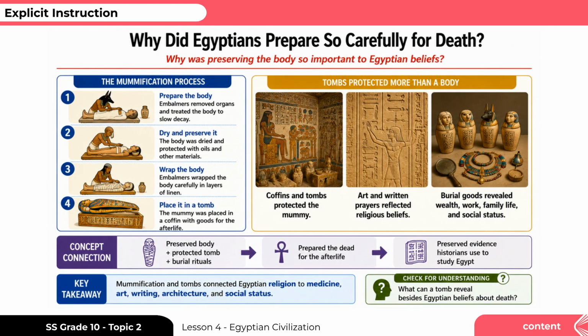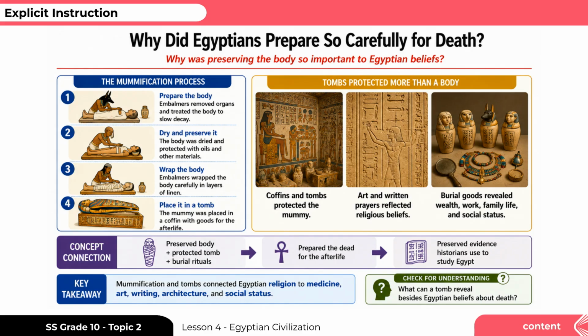If the spirit needed the body in the afterlife, Egyptians needed a way to preserve it. First, embalmers prepared the body by removing organs and treating it. Next, the body was dried and preserved. Then, it was carefully wrapped in layers of linen. Finally, the mummy was placed in a coffin and tomb, often with objects meant for the afterlife. Mummification was therefore a religious process, not simply a burial technique. Tombs also protected more than the body.